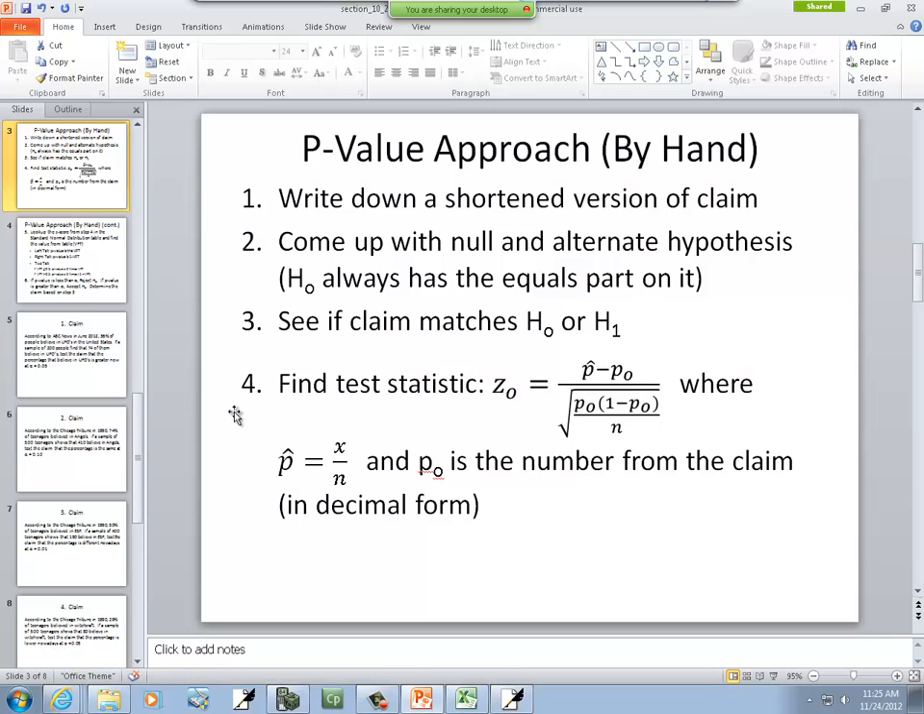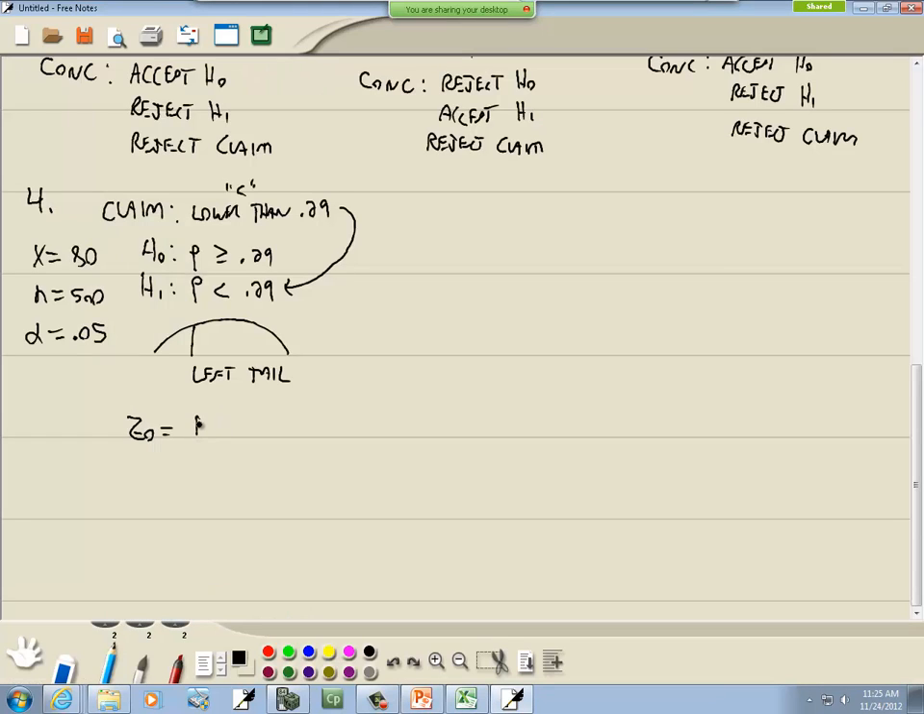We'll find our test statistic. Z naught is equal to P hat minus P naught over the square root of P naught times 1 minus P naught divided by N. P hat is again X over N, so we got 80 over 500 minus P naught, which is 0.29, over the square root of 0.29 times 1 minus 0.29 divided by N, which was 500.